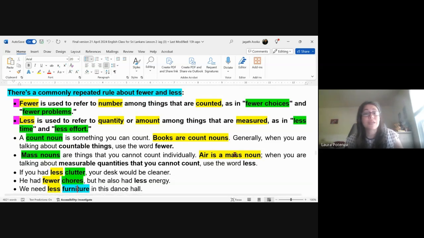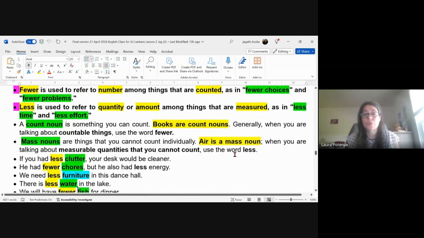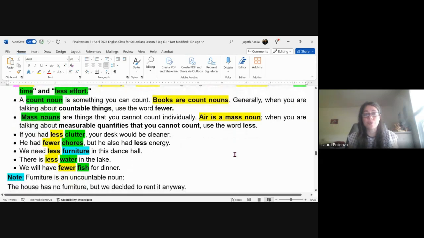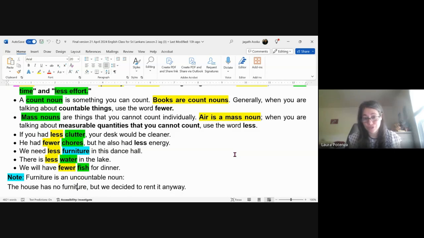Mass nouns are things that you cannot count individually. Air is an example of a mass noun. When you're talking about measurable quantities that you cannot count, use the word less. So there are some examples here. If you had less clutter, your desk would be cleaner. If he had fewer chores, but he also had less energy. We need less furniture in this dance hall. There is less water in the lake. We will have fewer fish for dinner.